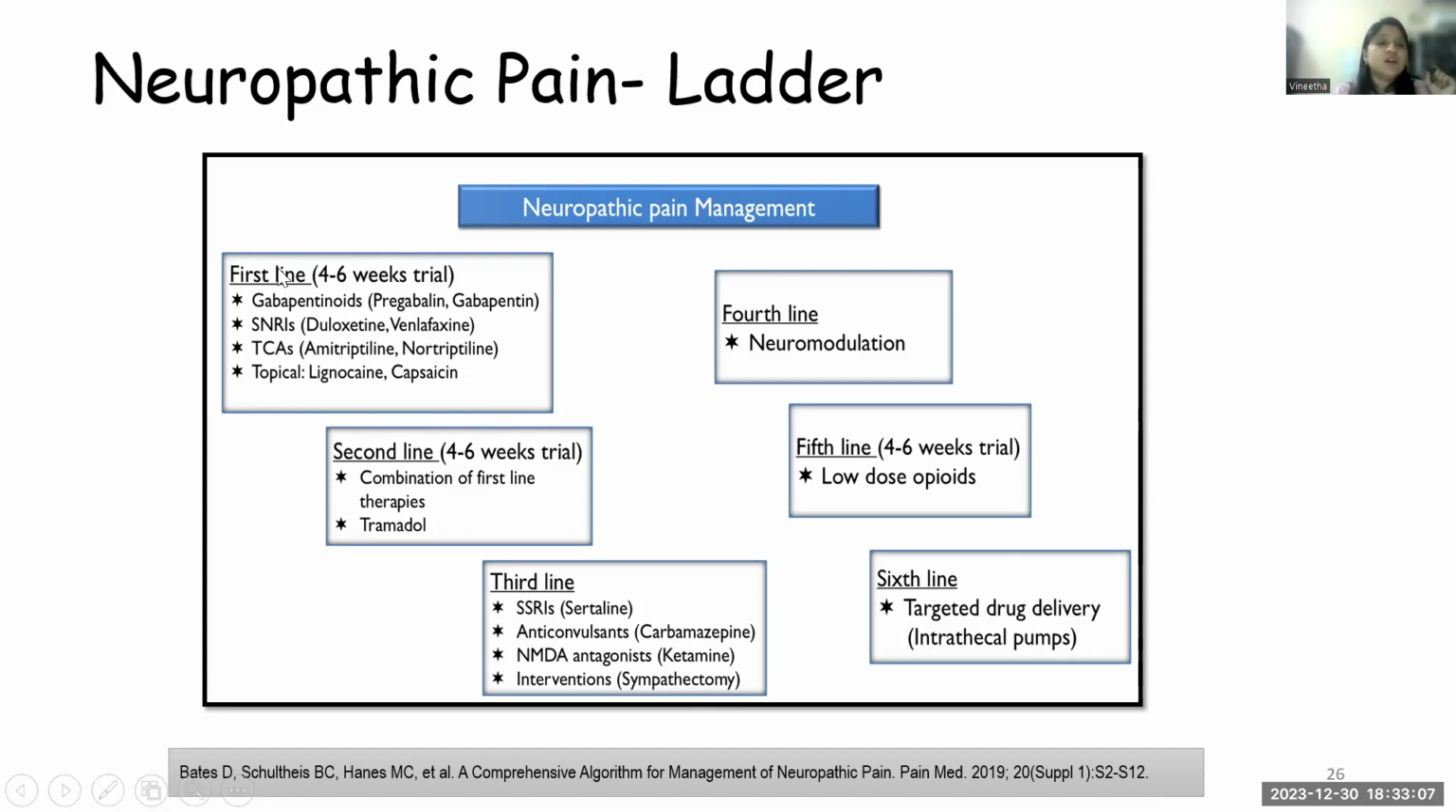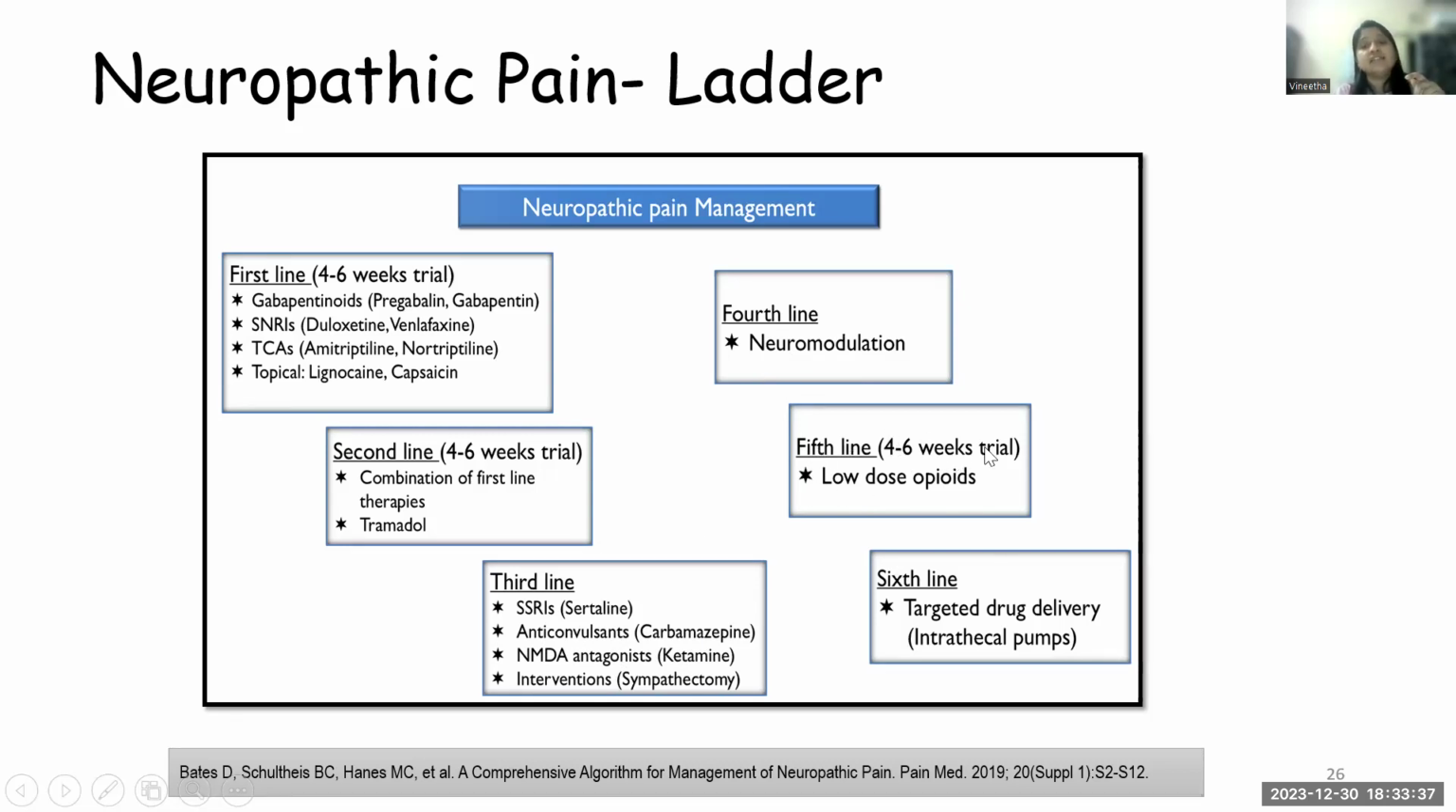Second line means a combination of the first line drugs or tramadol. But tramadol I use as a first line because none of these works overnight. Then third line are the selective serotonin reuptake inhibitors like sertraline, anticonvulsants like carbamazepine, NMDA antagonists like ketamine, and interventions like sympathectomy for sympathetic mediated pain. Fourth line is neuromodulation, and remember, low-dose opioids are considered a fifth line.